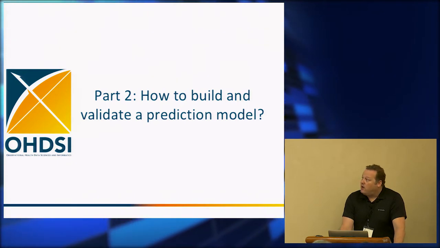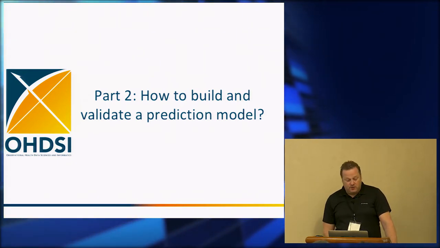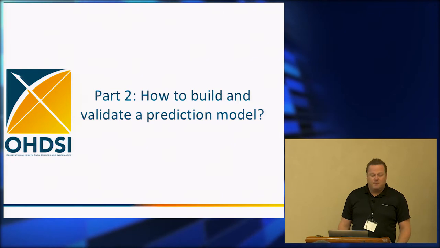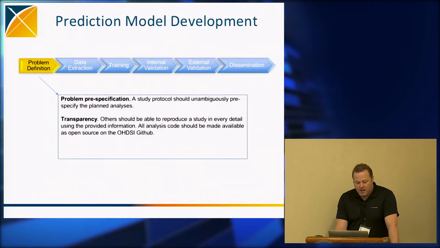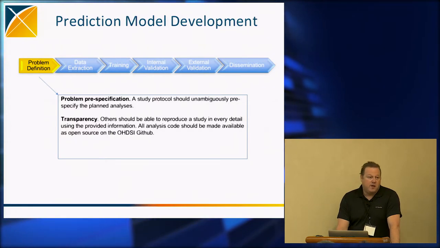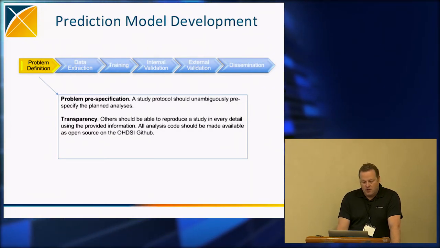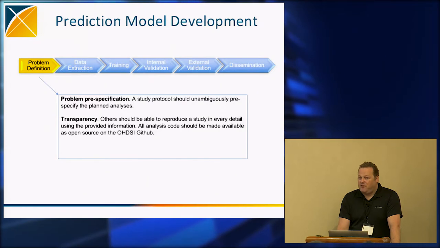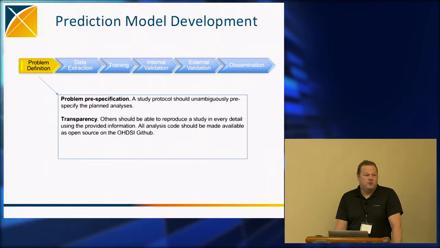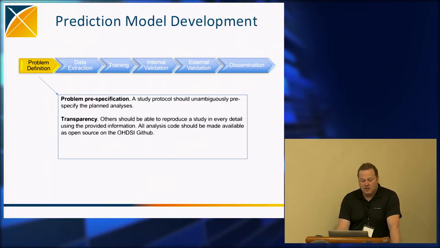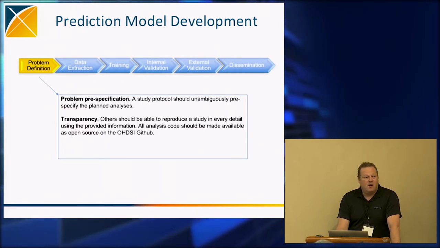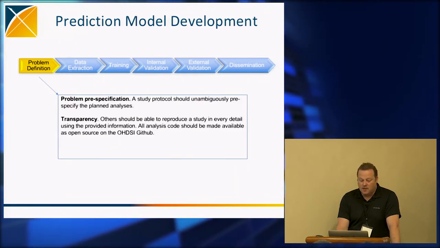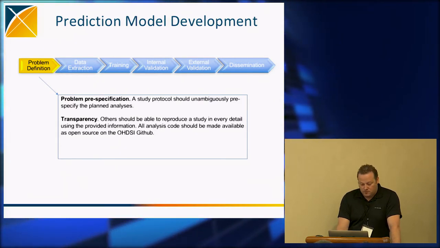So the second part of my presentation is how to build and validate a prediction model. We've created a pipeline starting with a problem definition. So we want to pre-specify in a study protocol what we actually want to predict, what is our problem. And we want to share that with everybody. We do that on the GitHub site in OHDSI, where you have all the different studies, where you can just download the protocol.